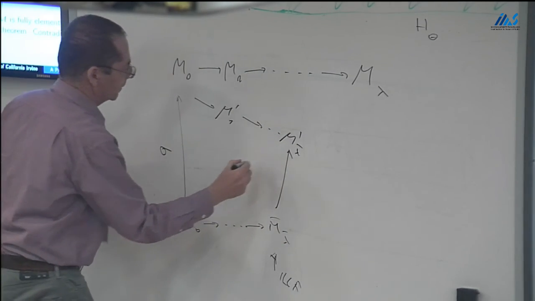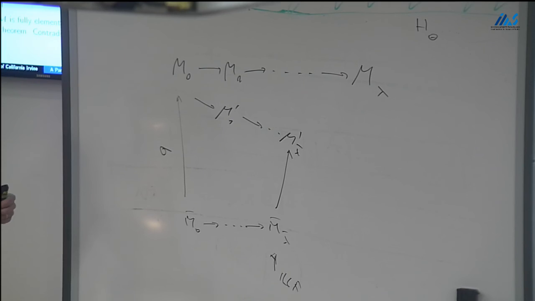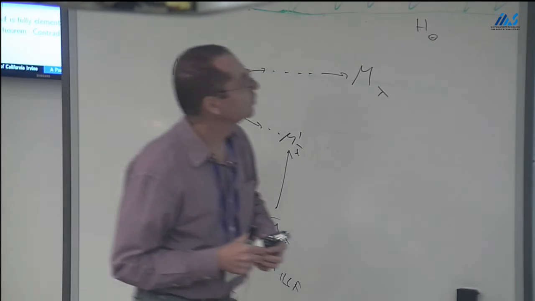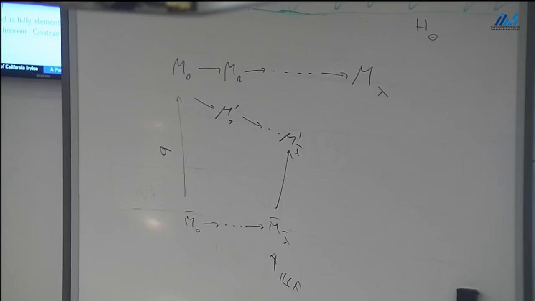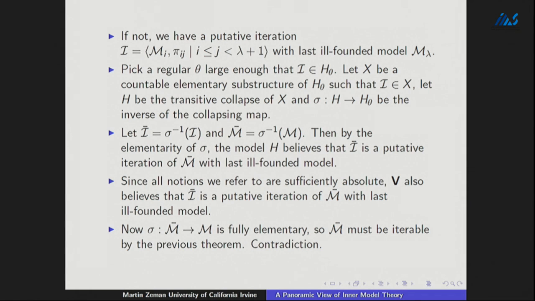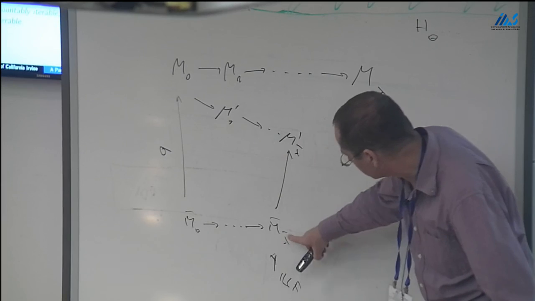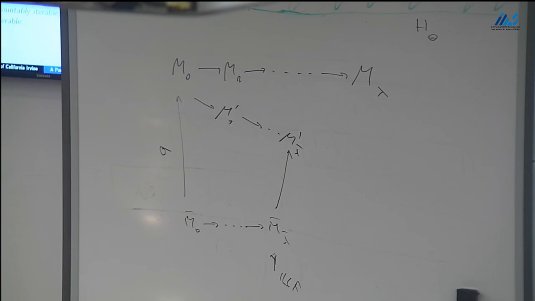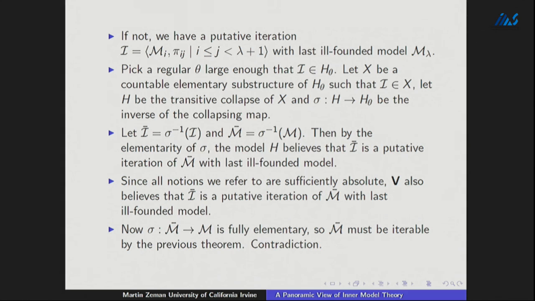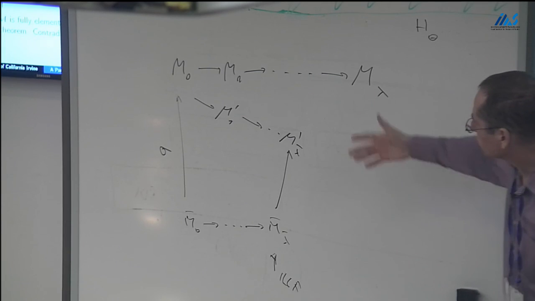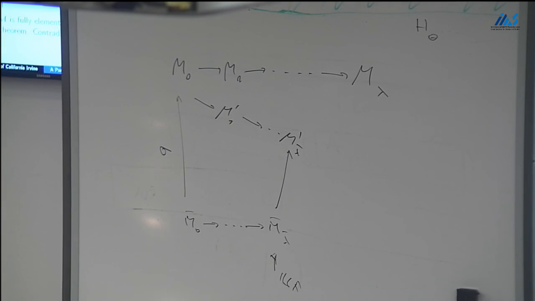Into which this model is embedded. But this is a countable iteration, and we were assuming that M was countable, iterable. So this model is well-founded, and therefore this must be well-founded, and that's a contradiction. I'm saying this because this is a typical way how you prove iterability in many situations, not just here, but in bigger models.